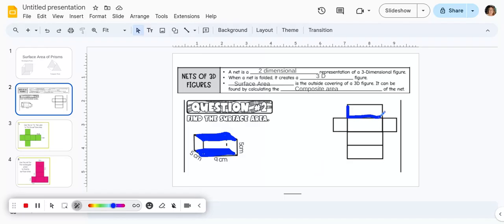So in this case, you're looking at this rectangle and this rectangle. When this net is folded up, these are the two sides that would be opposite of each other. Okay. So the top and the bottom would be these two. Since they're across from each other, again, they are equal. Their surface areas, their composite areas, would be the same.